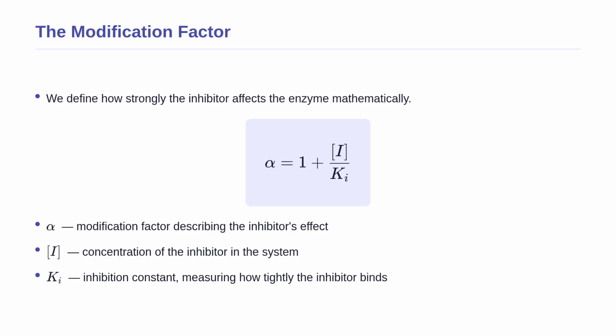The symbol Ki represents the inhibition constant, which measures how tightly the inhibitor binds to the enzyme. A smaller Ki means the inhibitor binds very tightly, making it a stronger inhibitor. As the inhibitor concentration increases, the value of alpha also increases, indicating a stronger inhibitory effect.